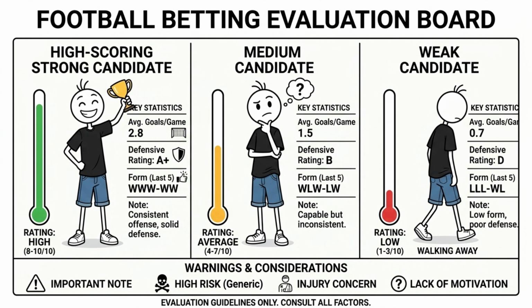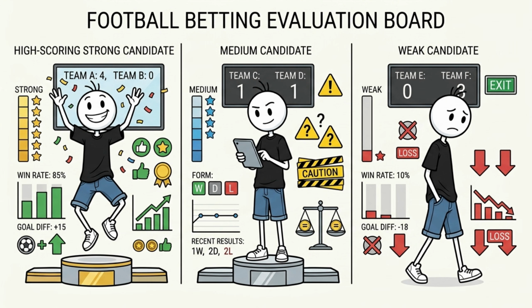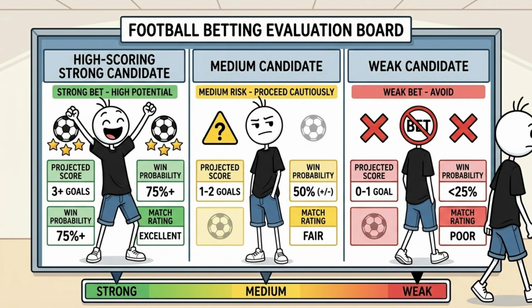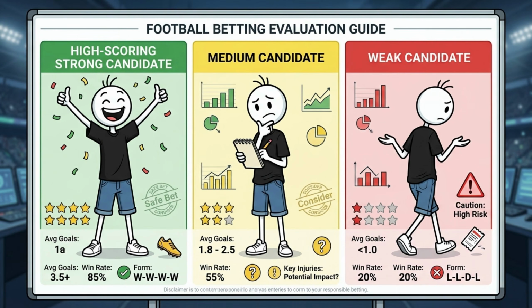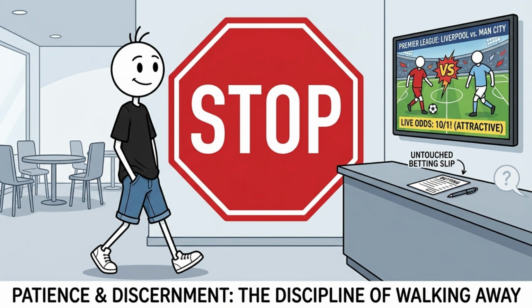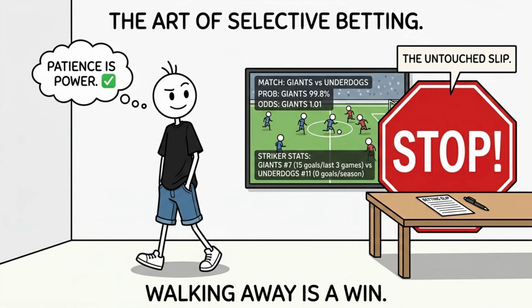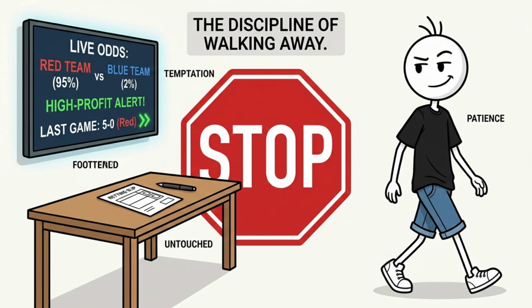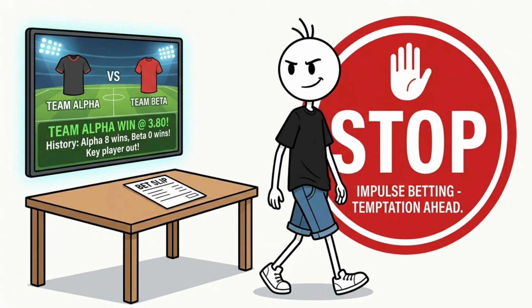So how do we interpret the score? 8 to 10 points? Strong candidate. Investigate the match carefully. 6 to 7? Interesting, but don't rush. 4 to 5? Probably pass. And below 4? Walk away. And this is something beginners hate hearing, but it could be one of the most important lessons in betting. You don't have to bet every match. Sometimes, the best bet is no bet.